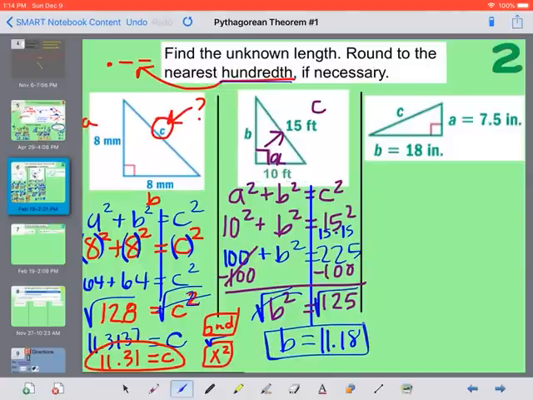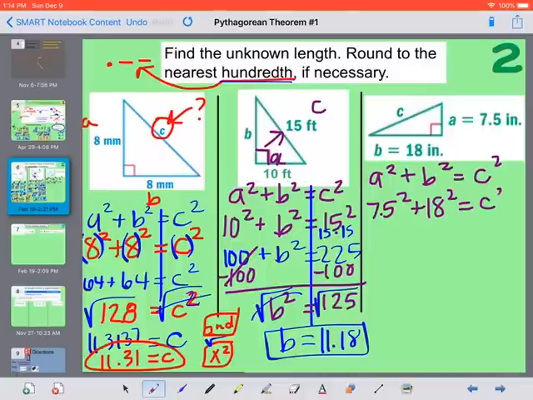Very similar to the last answer. Alright, let's try one more. A and B are already listed for us. We need to find C. So A is 7.5 squared, B is 18, and we need to square it, and then C is what we're trying to find.